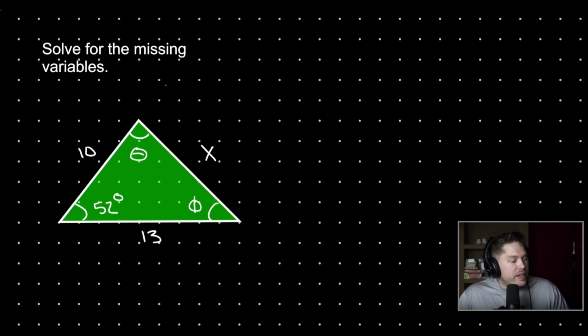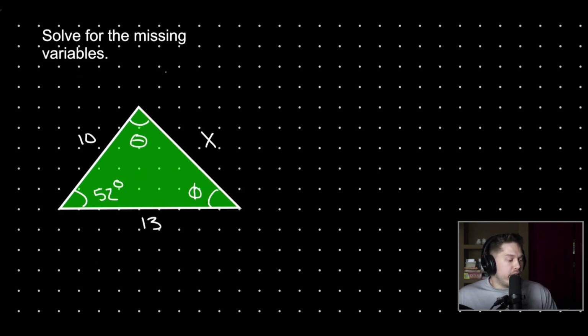Let's step it up a little bit. Let's solve for a bunch of variables within a single triangle. So solve for the missing variables here. We have a missing side length and we have 2 missing angle lengths. So how are we going to do this? Which one should we solve for first? That's an important question. Which one should we solve for first?